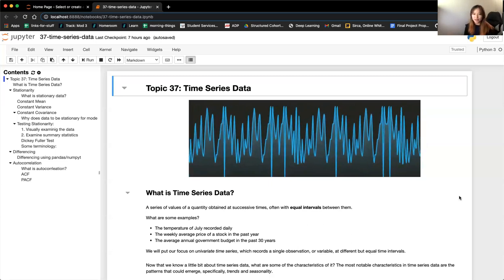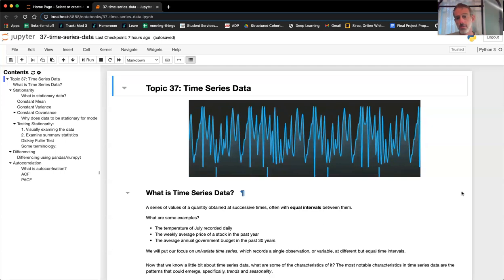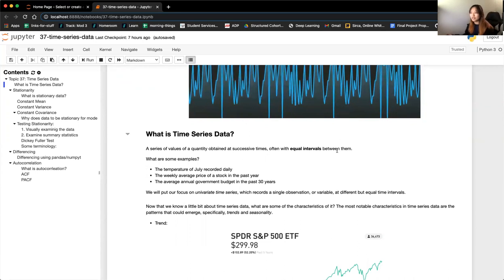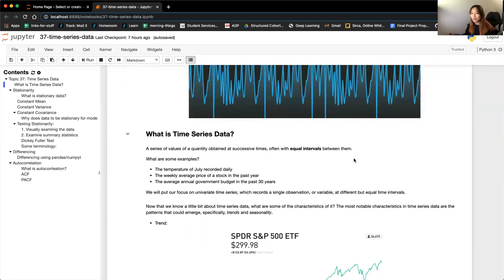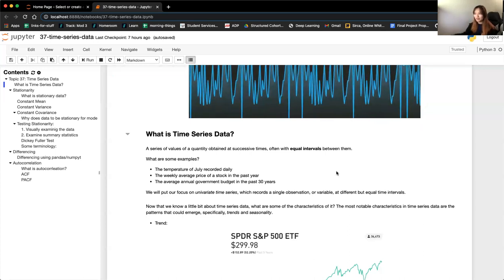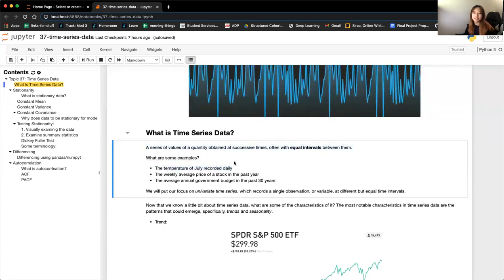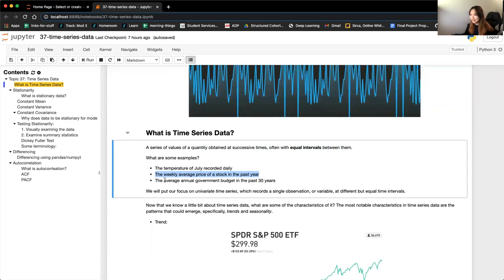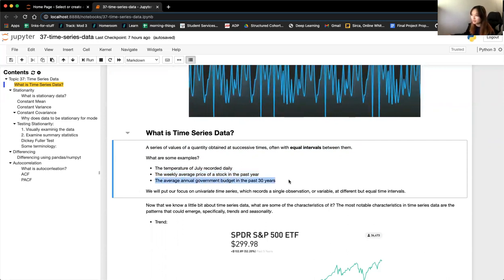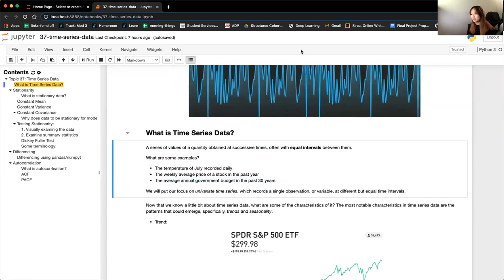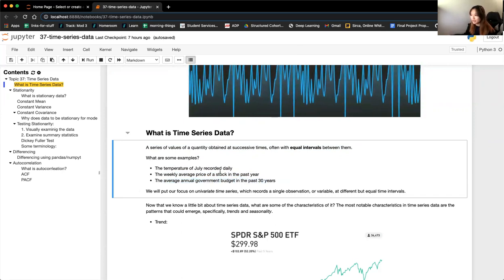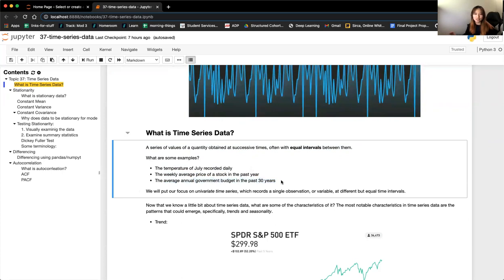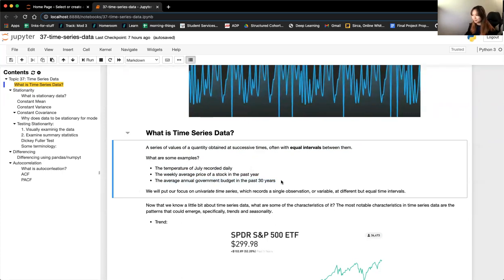Again, today we're just going to be talking about patterns to look out for when you're dealing with time series data. So what is time series data? It is a series of values of some quantity obtained at successive times, often with equal intervals between them. For example, we have the temperature of July recorded daily, average weekly price of a stock in the past year, and average annual government budget in the past 30 years. So here we're talking about the periods: daily, weekly, and yearly. But all of these, because they're measured in time, are time series data.